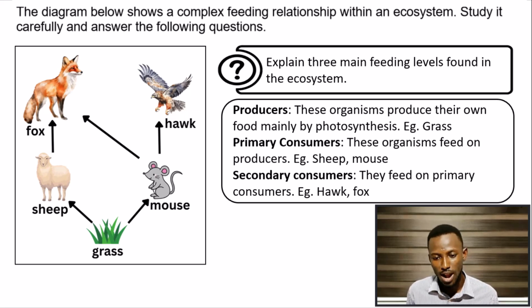Then move to primary consumers. The primary consumers feed directly on the producers. That's why they are the primary level. They feed directly on the producers. And for this food web, we have the sheep and the mouse. And then we have secondary consumers. They feed on the primary consumers. And for this food web, we have the fox and the hawk as the secondary consumers in this food web.